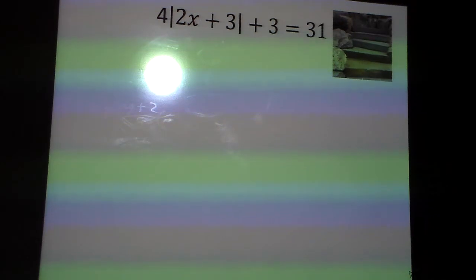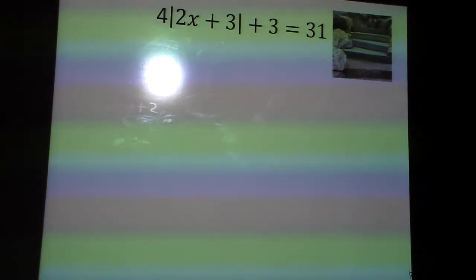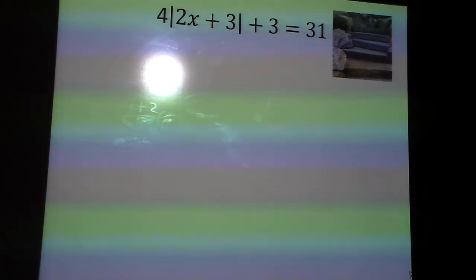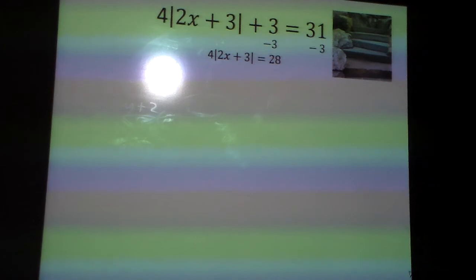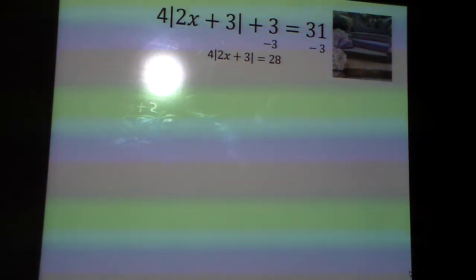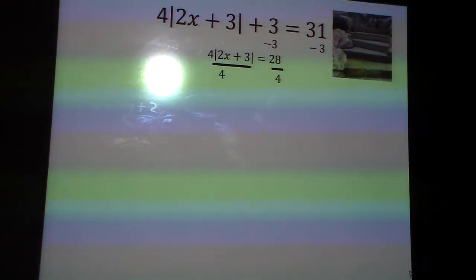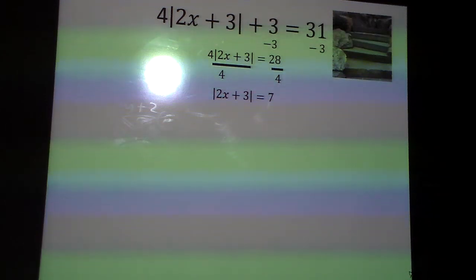So, this time I've got several things, right? Well, pretend the absolute value is like a variable in itself. Undo the +3 by minusing 3. Then I'm going to divide everything by 4. You got to get rid of everything outside at first. And now I have that.